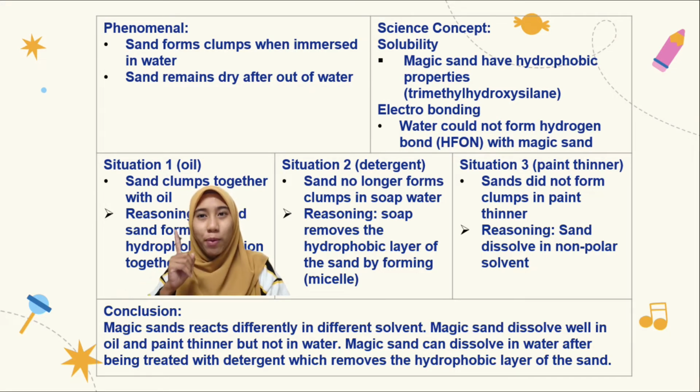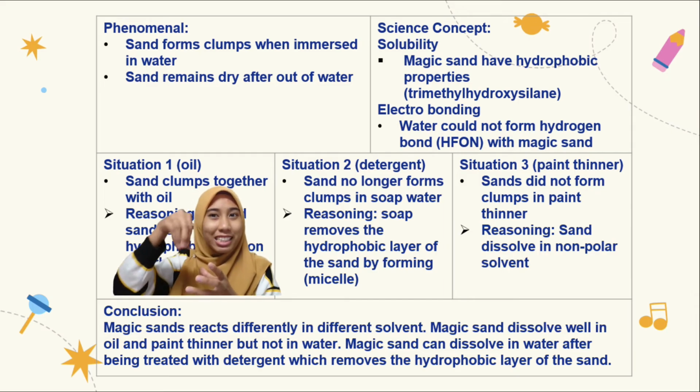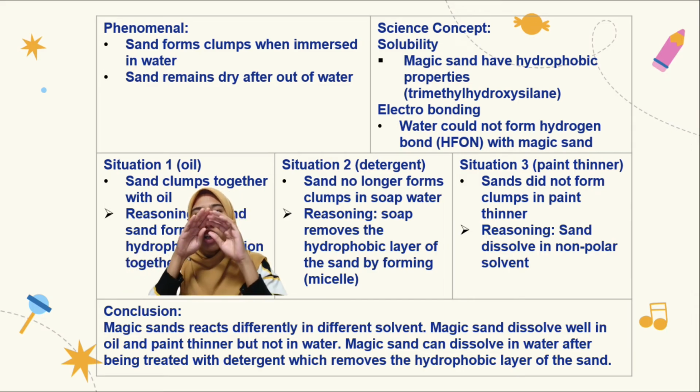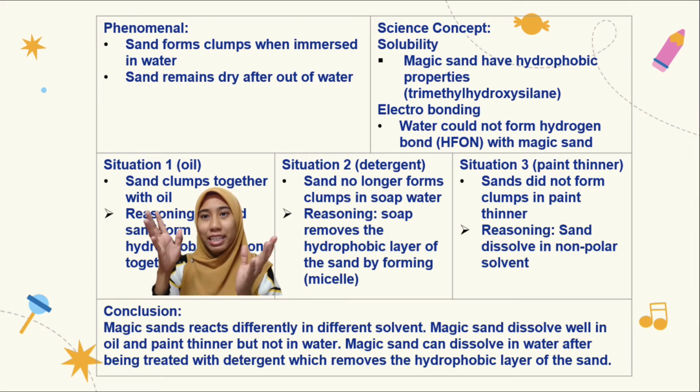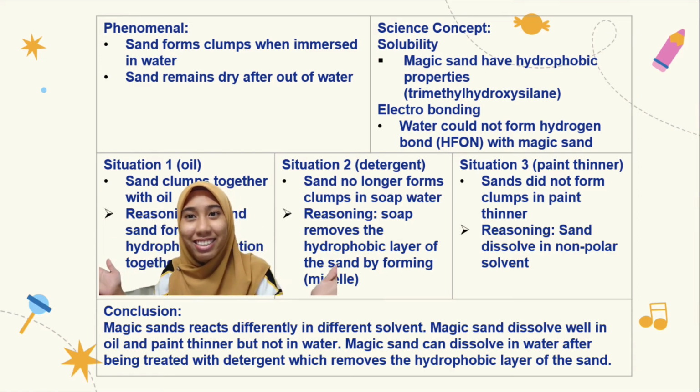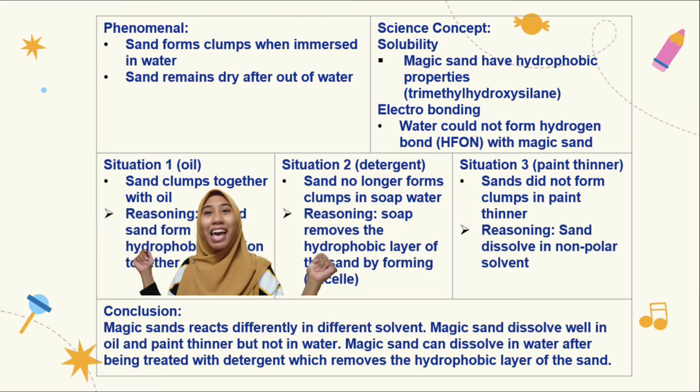The conclusion we can get from this toy is that the magic sand reacts differently in different solvents. The magic sand dissolves well in oil and paint thinner, but not in water. And the magic sand can dissolve in water after you've treated it with some detergent, which removes the hydrophobic layer from the sand. So that's the science concept behind the magic sand. Now you know.